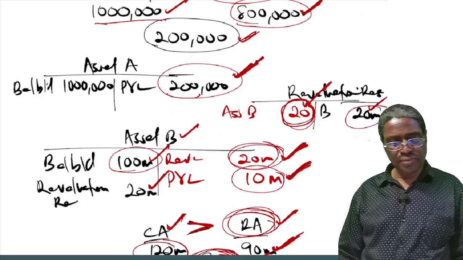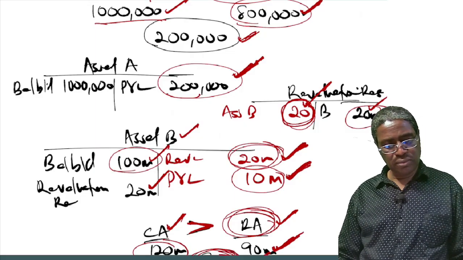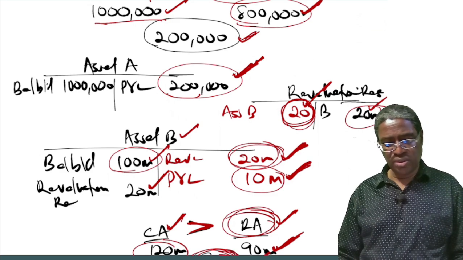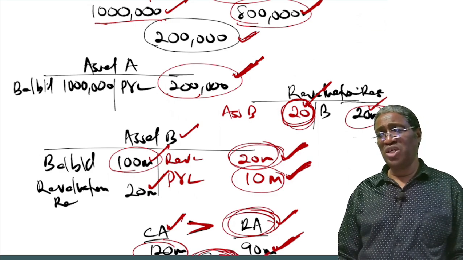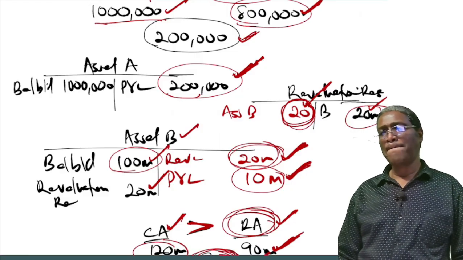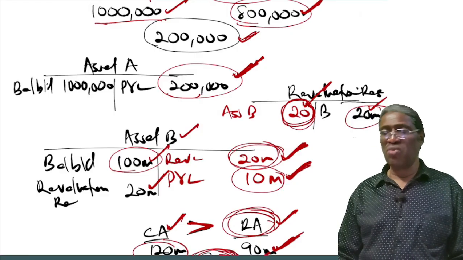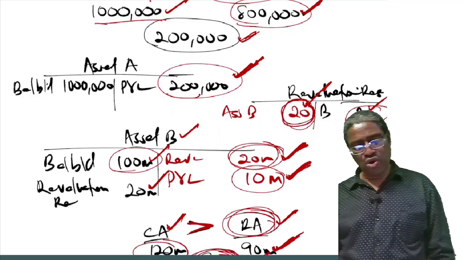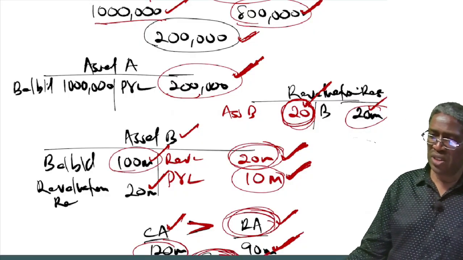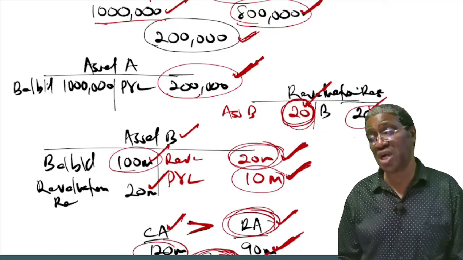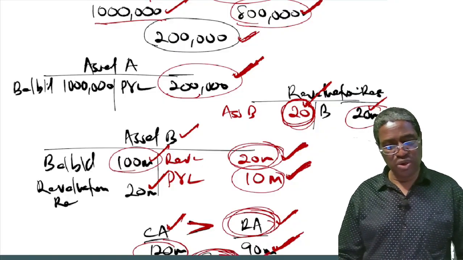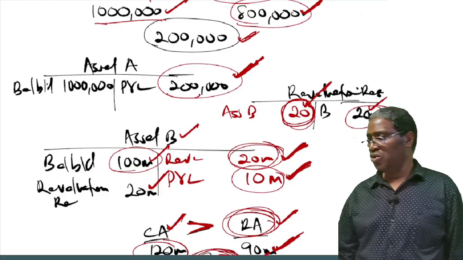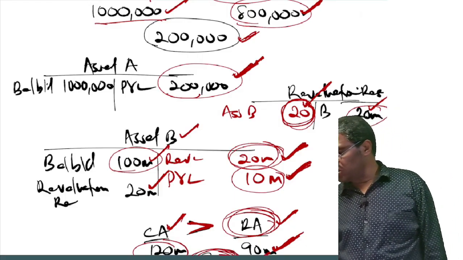Another paragraph. To determine the value in use of an asset, the following components of the cash flows should be discounted.